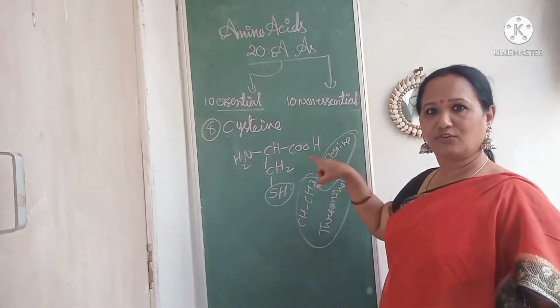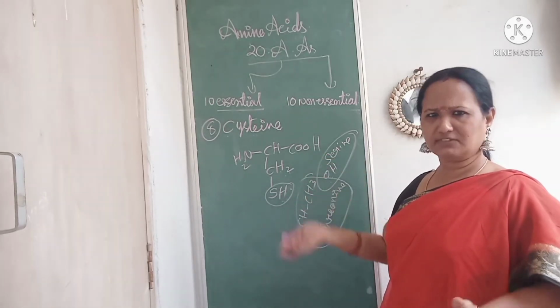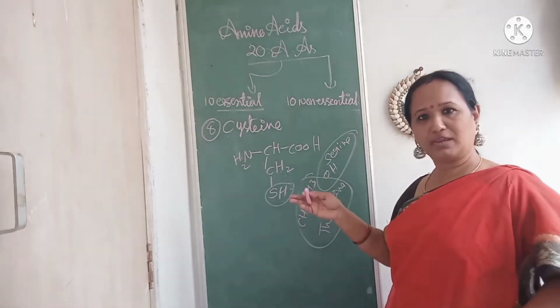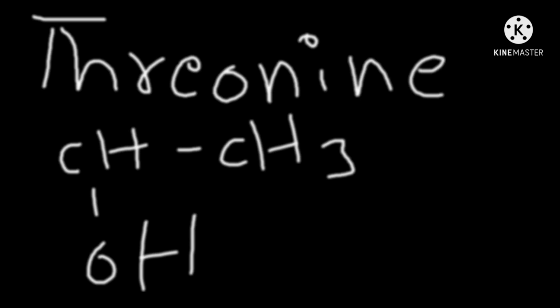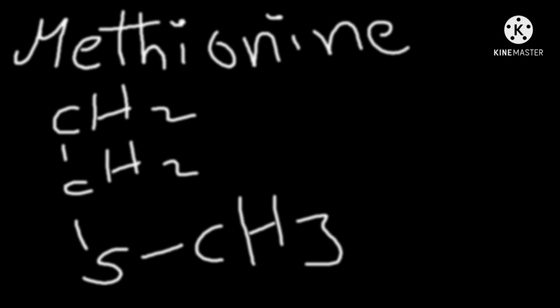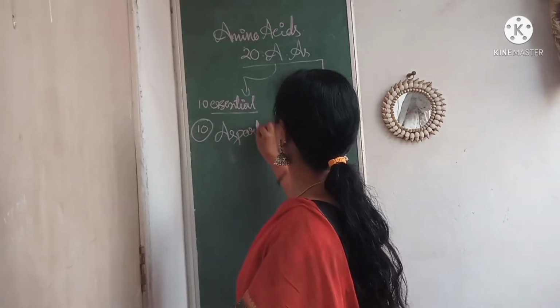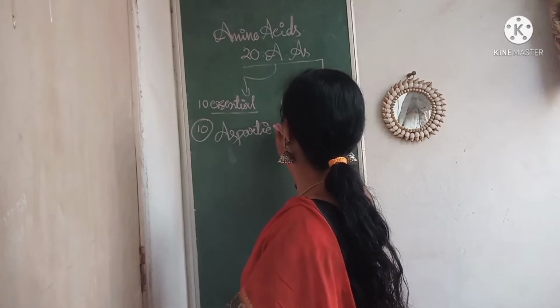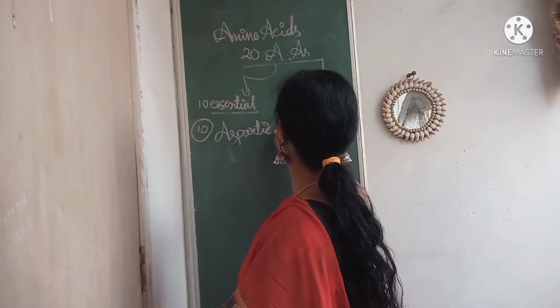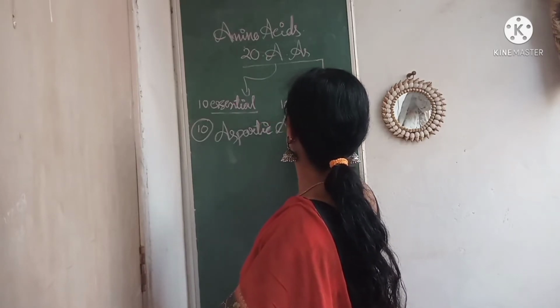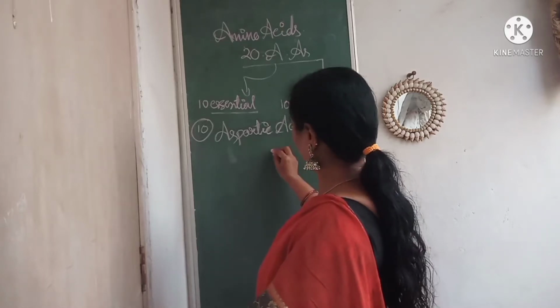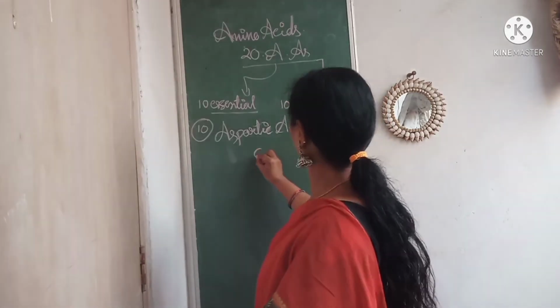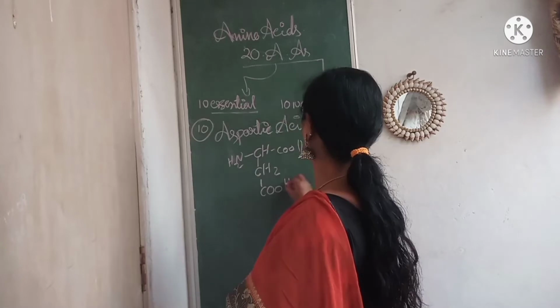Whenever OH is present, that is a hydroxyl group, and it is said to be alcoholic. Serine and threonine contain hydroxyl groups, whereas methionine and cysteine contain sulfur. The name of the amino acid itself says that these are acids. As carboxyl groups are added, the acidity also gradually increases.